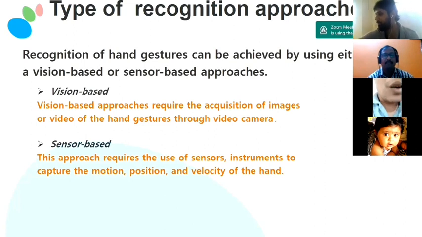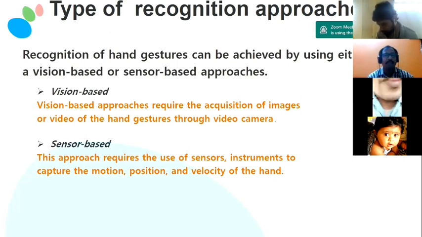The vision-based approach is divided into many stages: data acquisition, pre-processing, segmentation, feature extraction, and classification. These are the steps to build a model that converts the sign language of deaf and dumb people to normal language for normal people, like text or voice. To build a model, there are a lot of algorithms, methodologies, and techniques, which we will explain next.